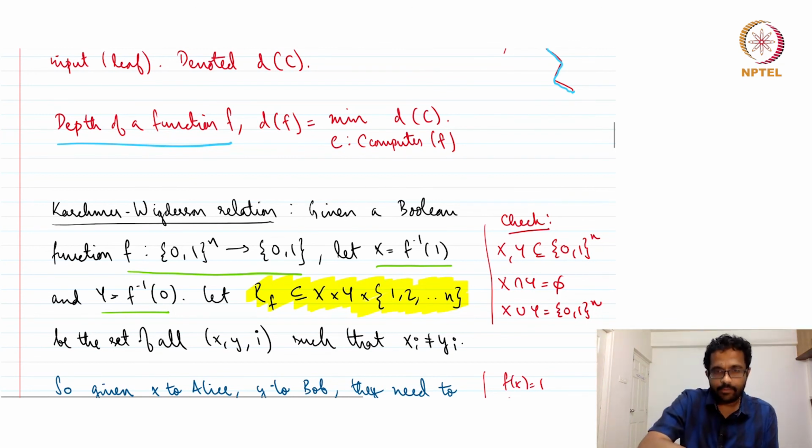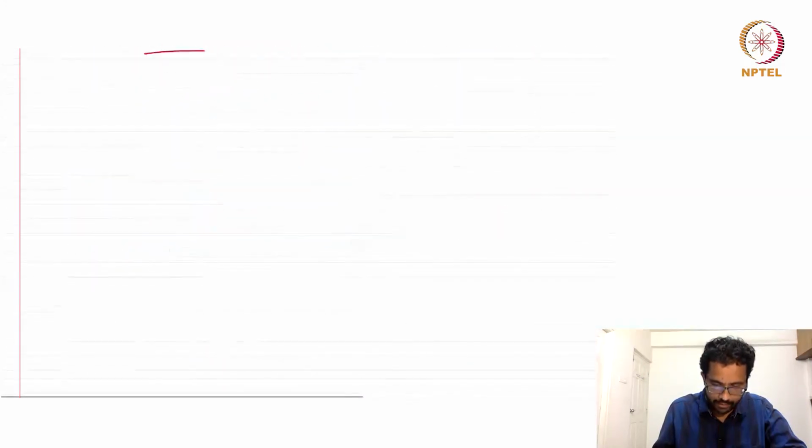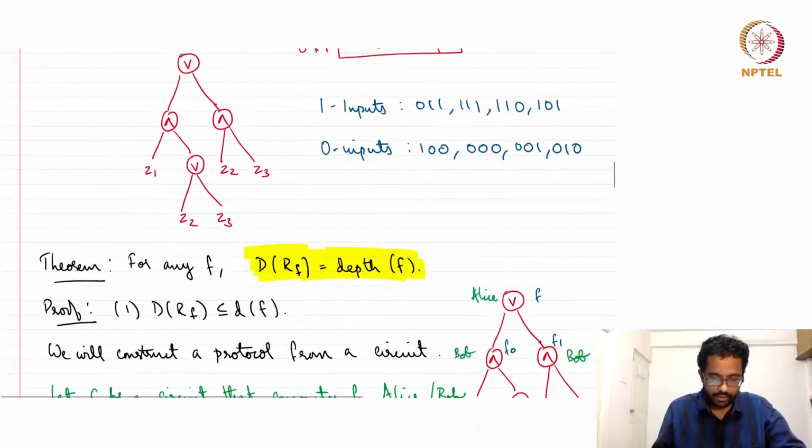This in itself is very interesting, and what we will see in the next lecture is that we will apply this to a specific problem, the computation of matching, the computation of whether there exists a perfect matching in a graph. And we will derive depth lower bounds for this problem using this Karchmer-Wigderson relation.